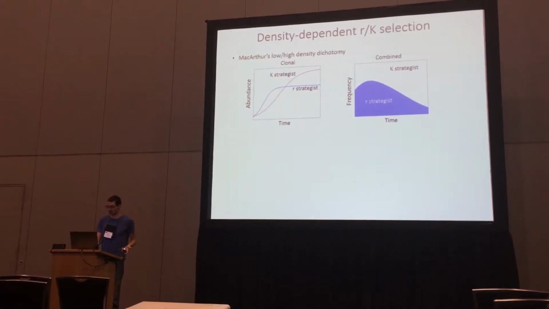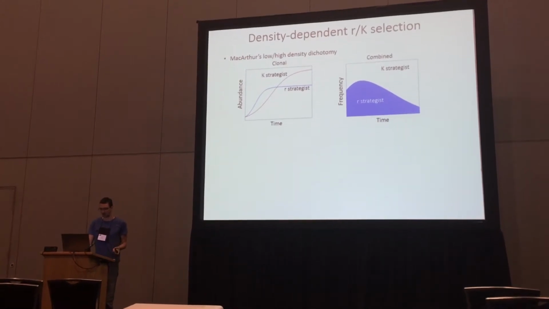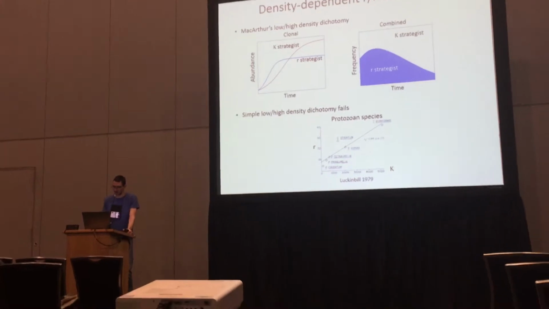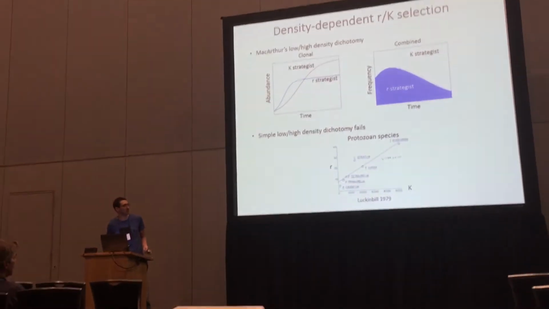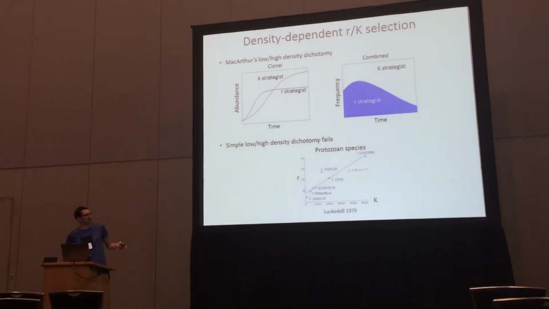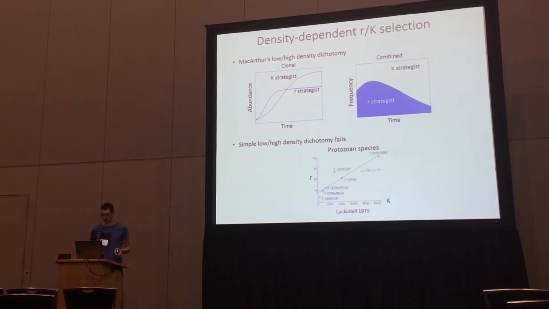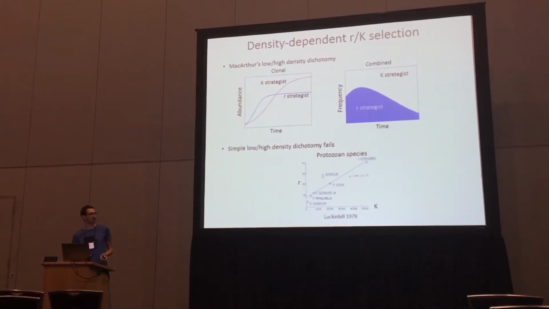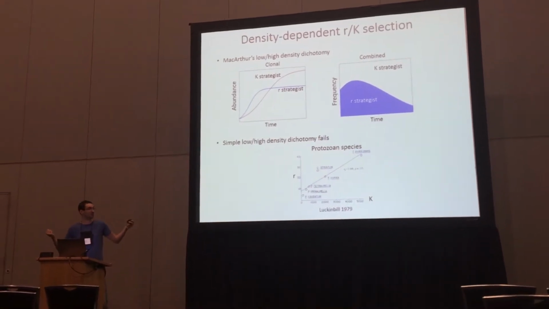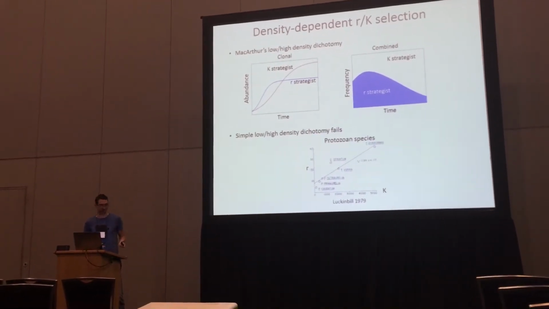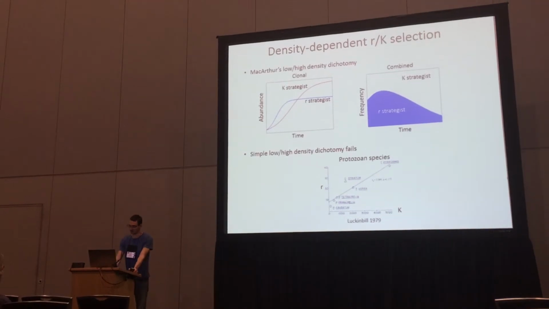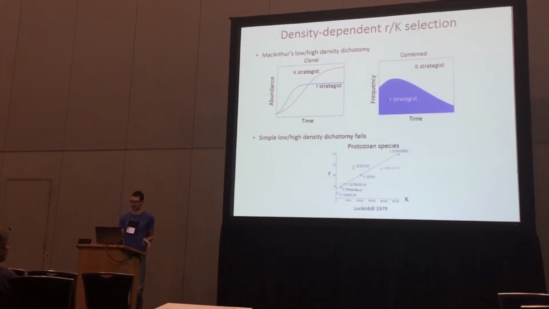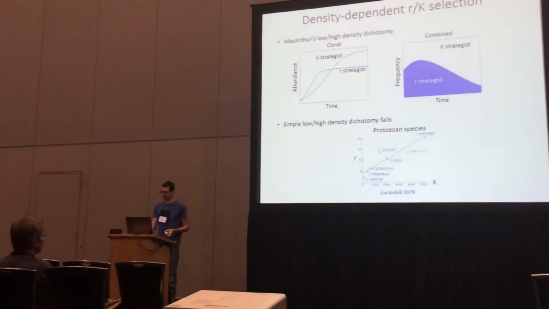So population density does matter. Unfortunately, the r-K scheme is broken. This is some data for protozoan species where they measured r and K in various ways, and rather than having a dichotomy between r and K where you're one or the other, they're actually correlated. And there are many studies that have found something similar to this. I'll return to this just now when we go through my model.